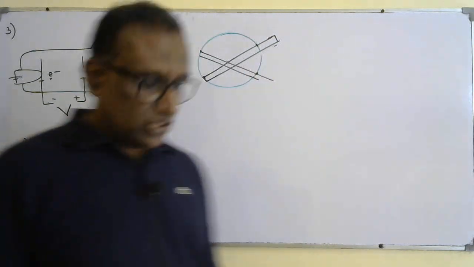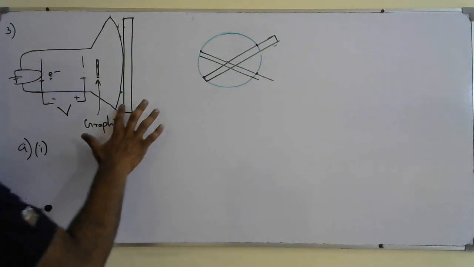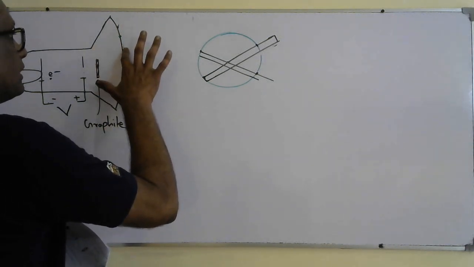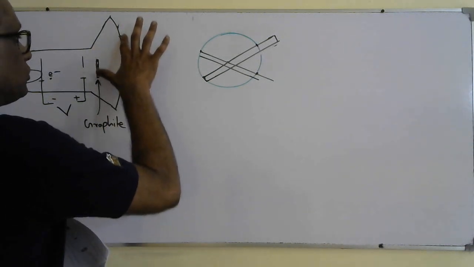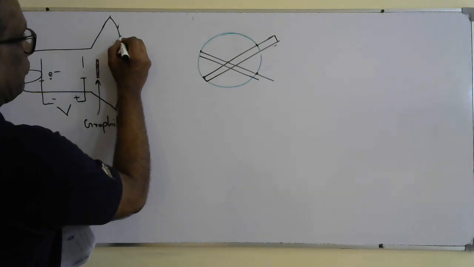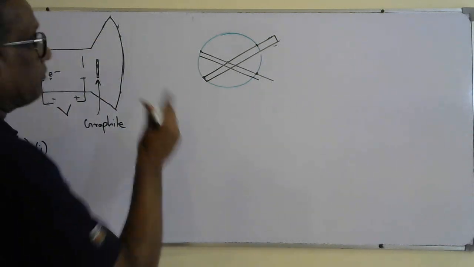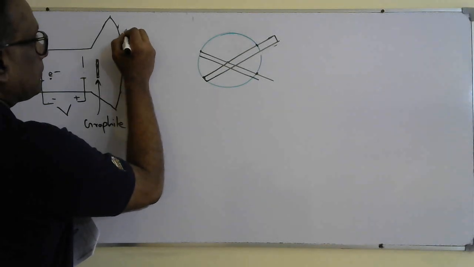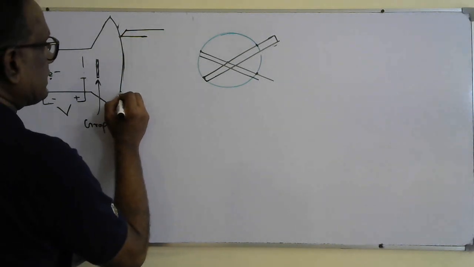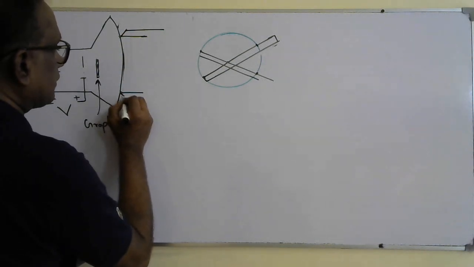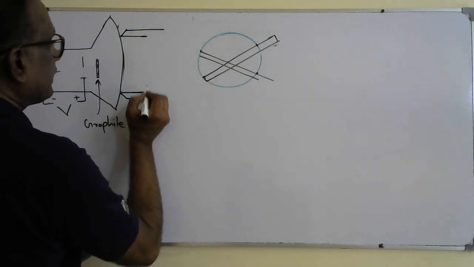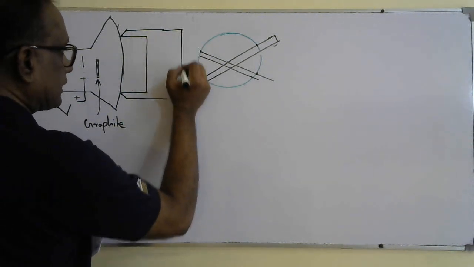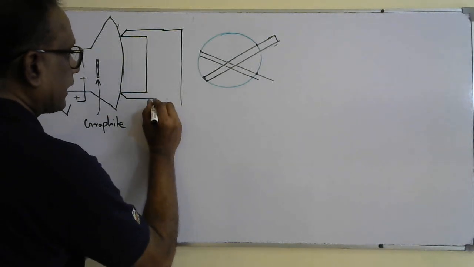The vernier caliper, because a vernier caliper has two jaws. We keep the objects, the wire or whatever, between the two jaws. So we can keep one tip of the jaw here, something like this. Then the next tip should be kept here. This is the vernier caliper. I'm not drawing the full diagram, I'm just showing the block diagram of it.